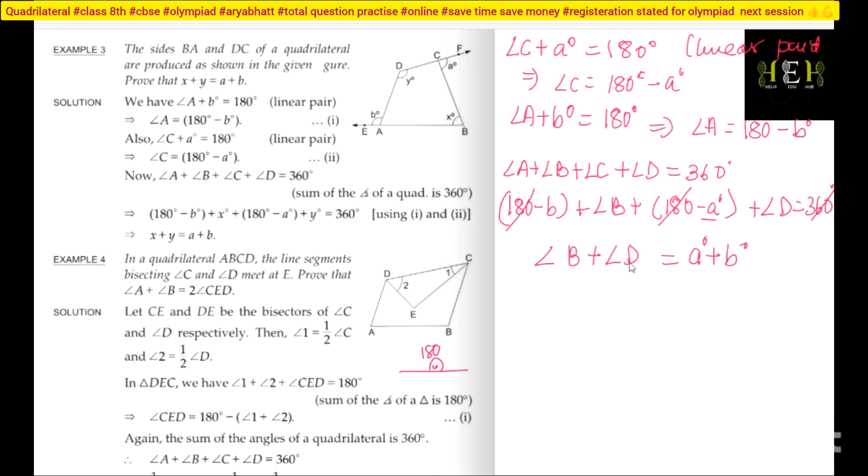So my B and D are what? X and Y, right? B and D are X and Y. So I will put the respective values: X degree plus Y degree, and on the right hand side A degree plus B degree, which I am already getting. So I have proved that. Okay, I have proved what is asked in the question.